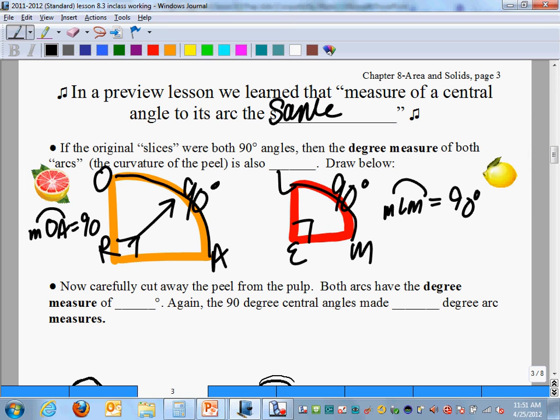All right, ready to slice and dice again? Okay, watch up here. If you hold the orange up, I'd like you to slice the pulp away from the peel of both your wedges. The pulp away from the peel. You're going to end up with like 2 eyebrows. The tangerine, you could probably just peel it apart.